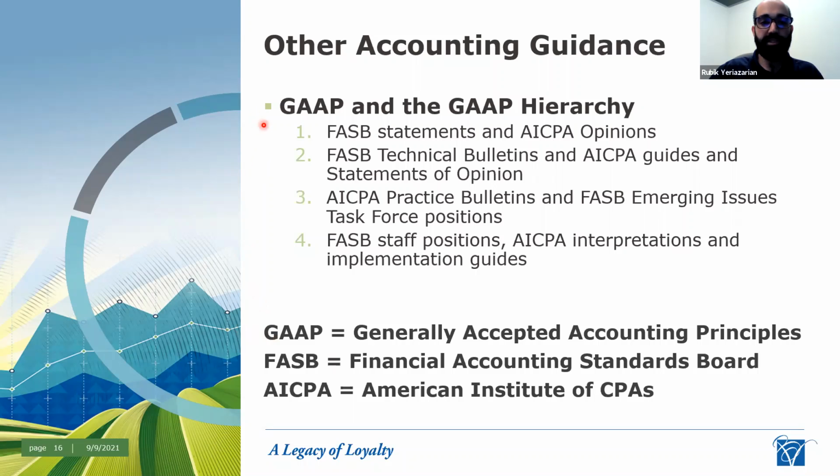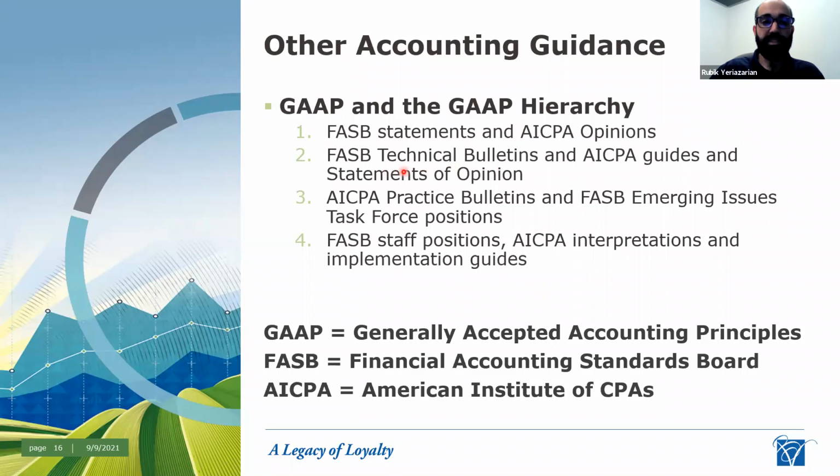So here, this is the GAAP hierarchy. This is the level of hierarchy on different statements that are put out by different governing bodies. The FASB is the Financial Accounting Standards Board. They'll put out different FASB statements. And the AICPA, the American Institute of CPAs, will put out opinions as well. So that's our highest level within the accounting guidance hierarchy.